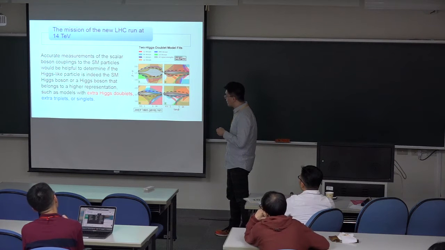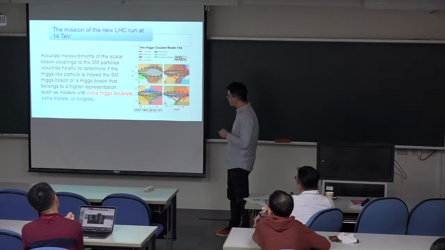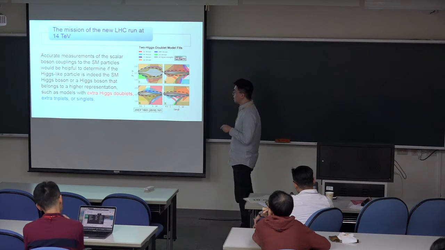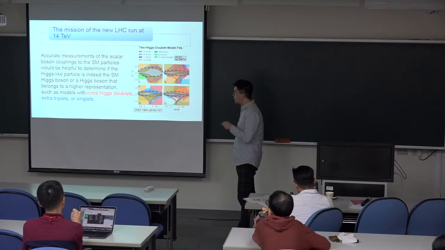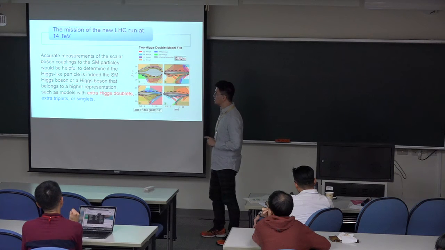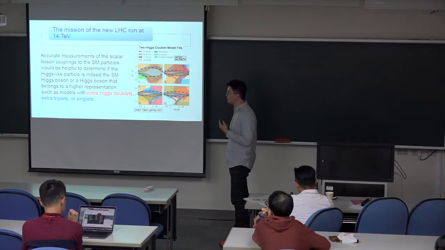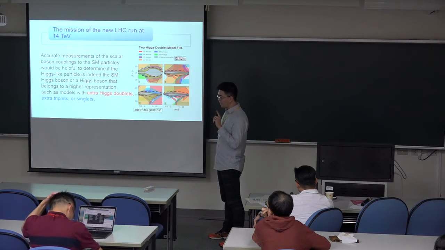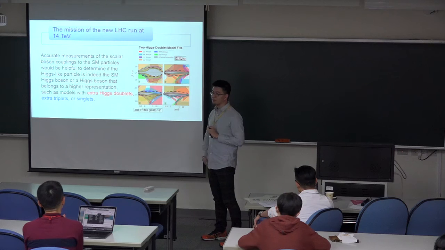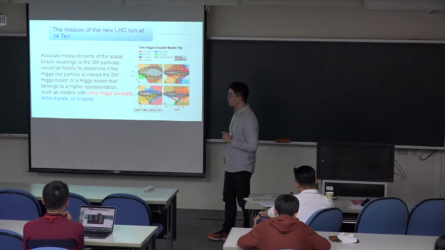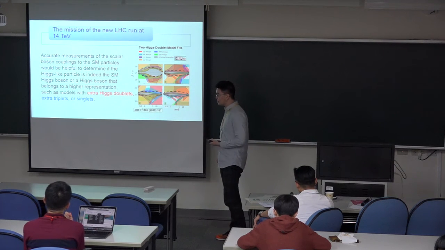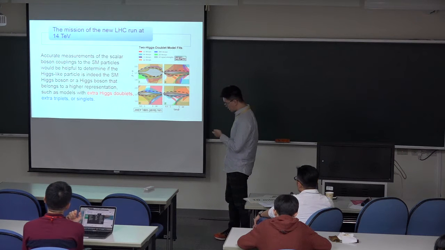I will explain later what the angles beta and alpha are, and what tangent beta is. But here you just remember that if the angle beta minus alpha is close to pi over 2, it means the alignment limit. The alignment limit means that one of the scalar bosons is Standard Model like, so all of the couplings are the same as the Standard Model predictions.